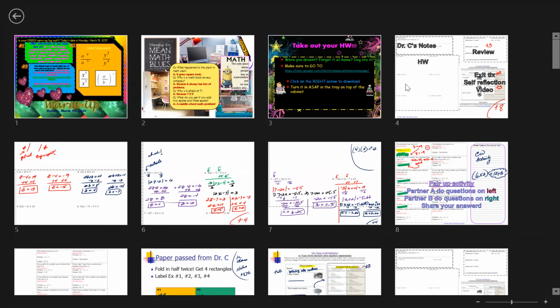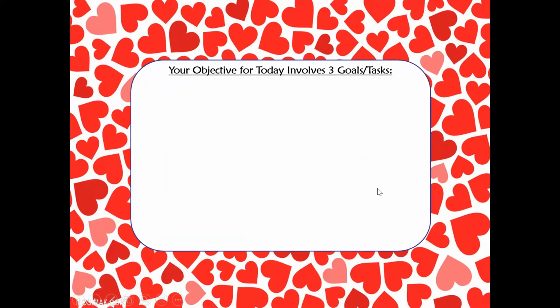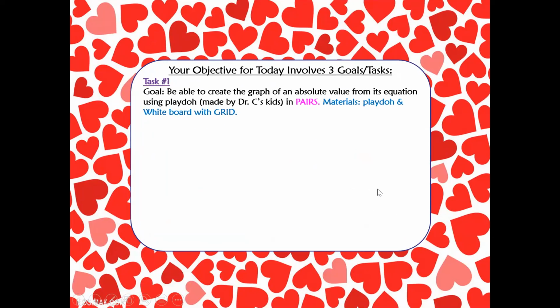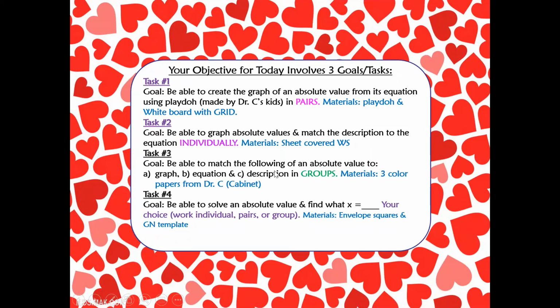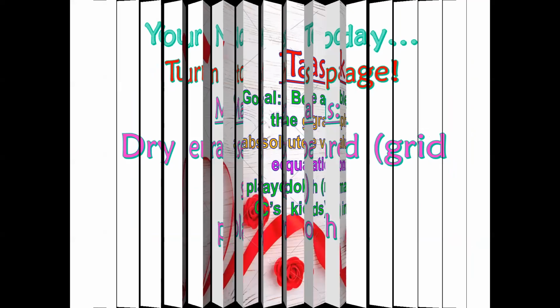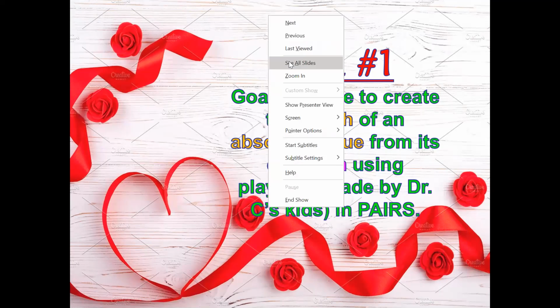So let's take a look at the breakdown of what we're going to be targeting. This is the objectives, okay? It involves 4 different tasks. Number 1, number 2, number 3, and number 4. All right, let's start off with task number 1. If you're doing this at home, you're going to be able to create the graph of an absolute value from its equation using Play-Doh created by me. And if you're doing this at home, all you have to do is just basically draw the graph itself.